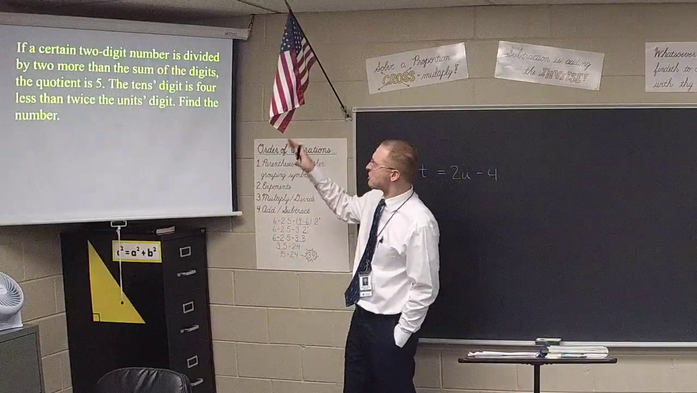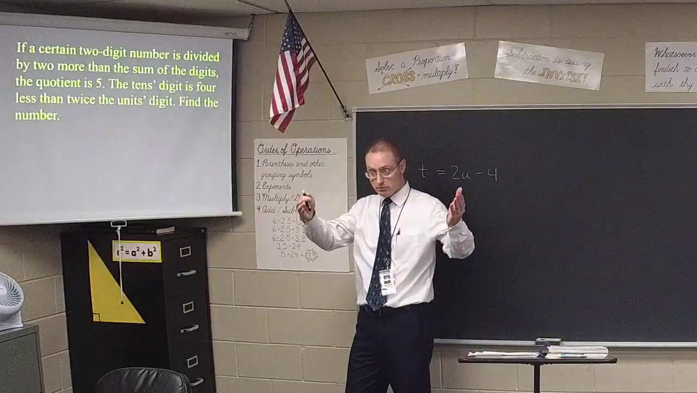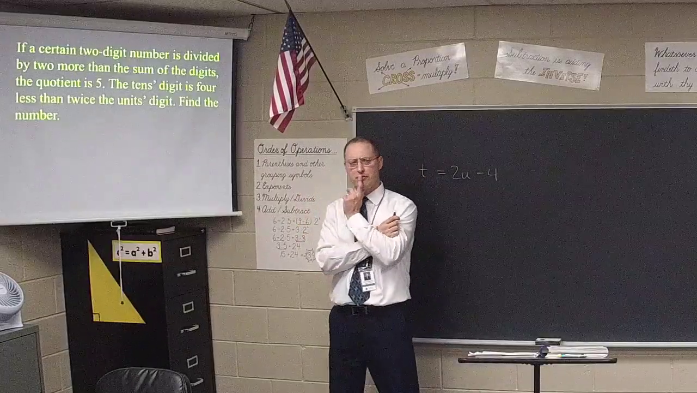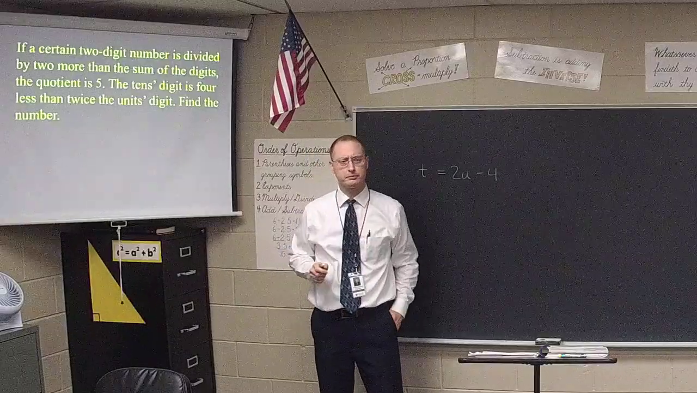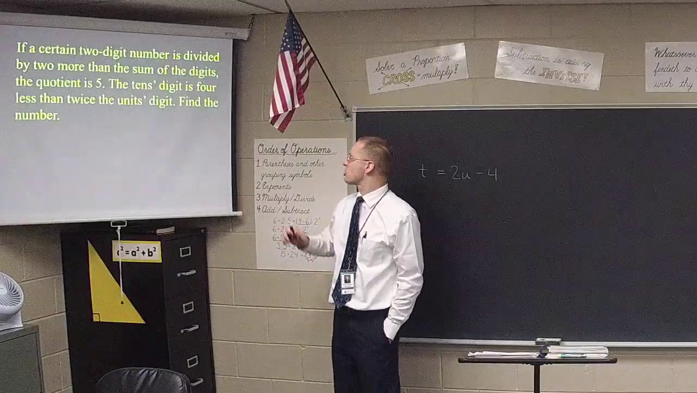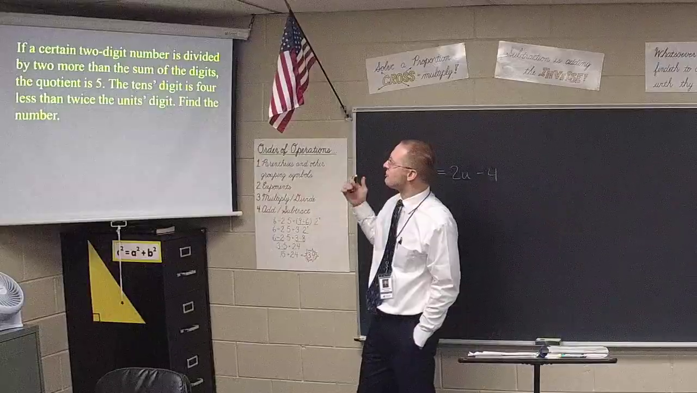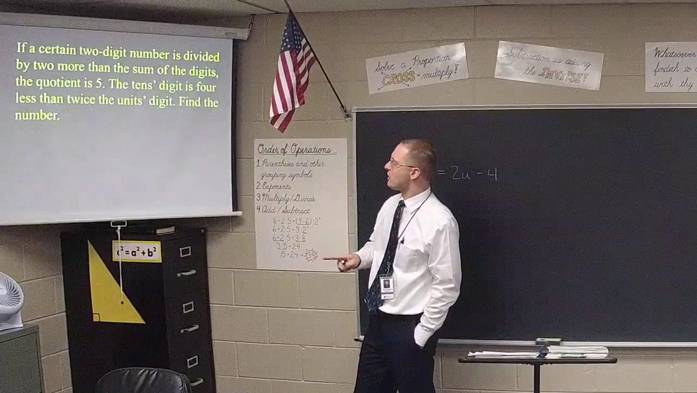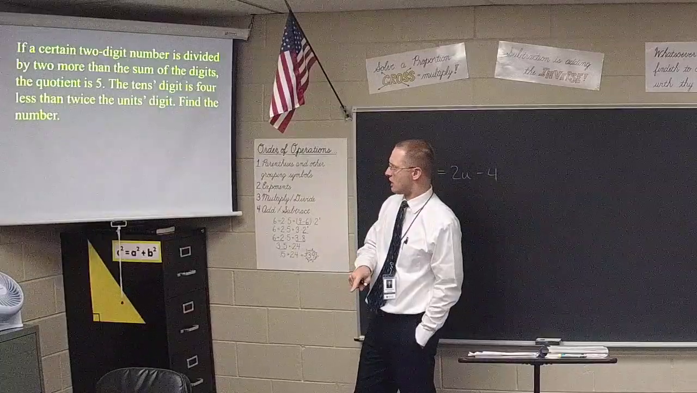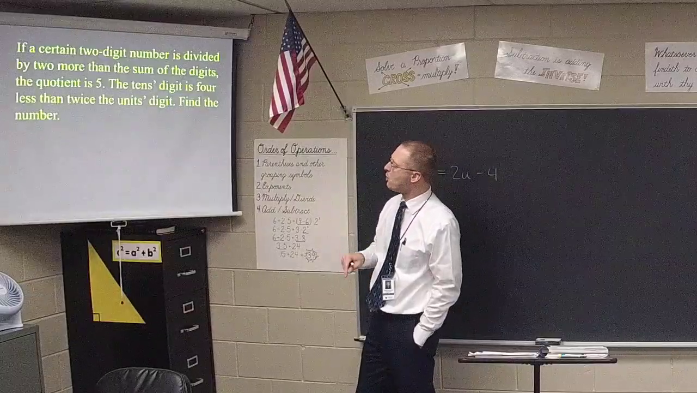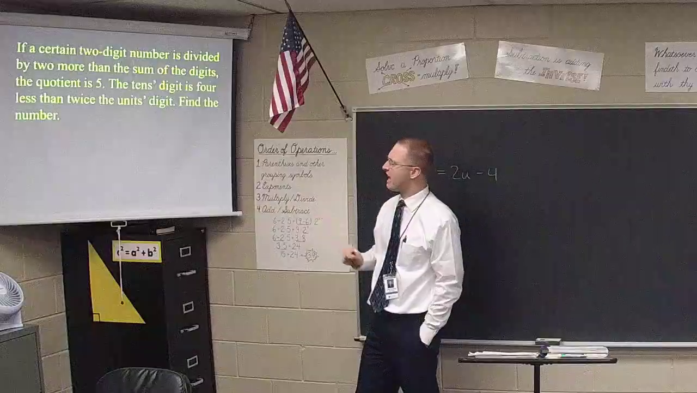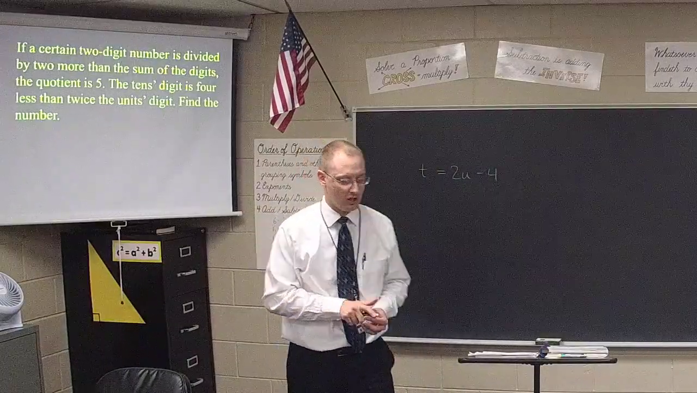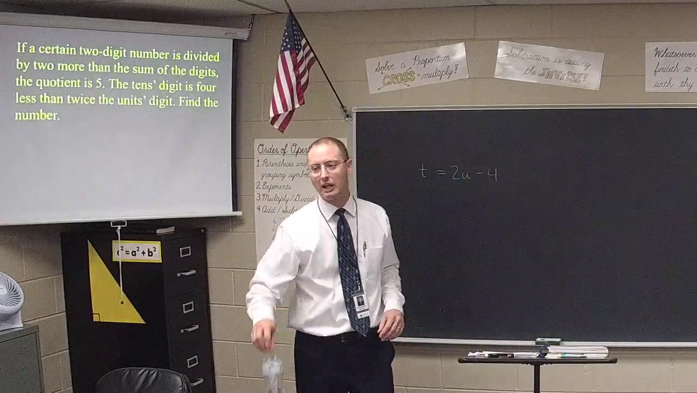So it says that a certain two-digit number, okay, class, that would be 10t plus u, is divided by, how do I show division in algebra, Maddie? Fraction bar. So a certain two-digit number is divided by 2 more than the sum of the digits, then that quotient is 5. At your seat, see if you can figure out what that first equation would be. We haven't seen anything quite like it yet.